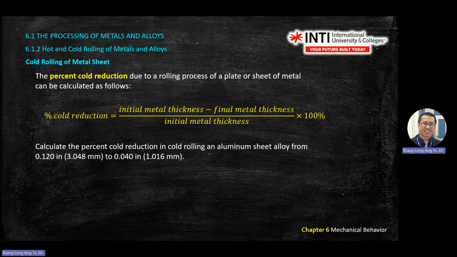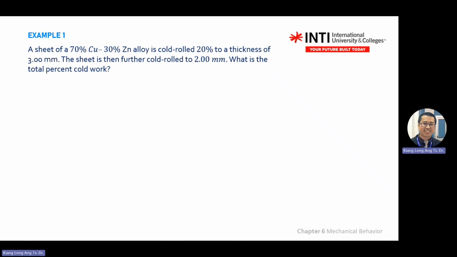How many percent? Okay, 66 something. So you take the initial minus final, divide by initial. Most of the time, the careless mistake is the denominator. You don't know what to put at the denominator. When you compare something, you always put the initial at the bottom. So this is quite straightforward.